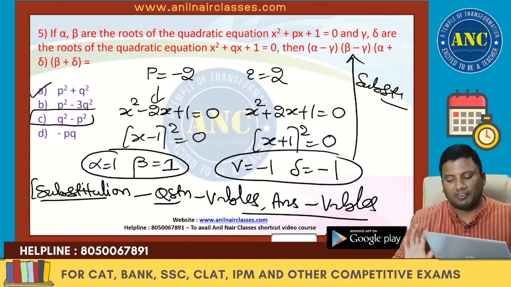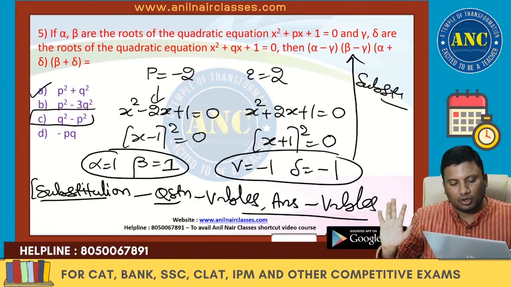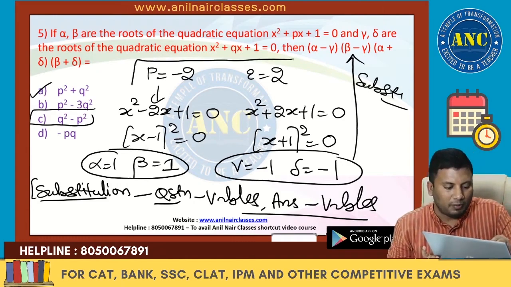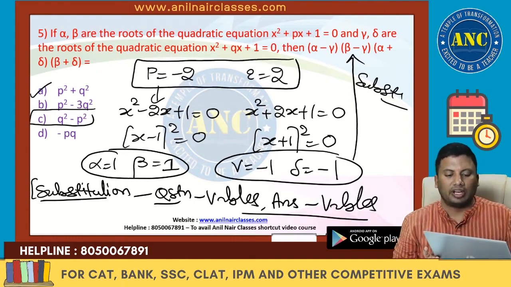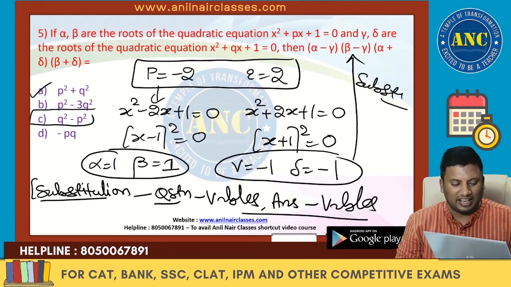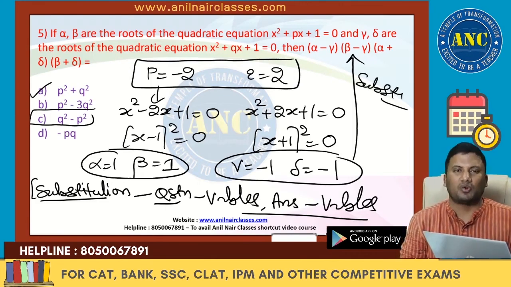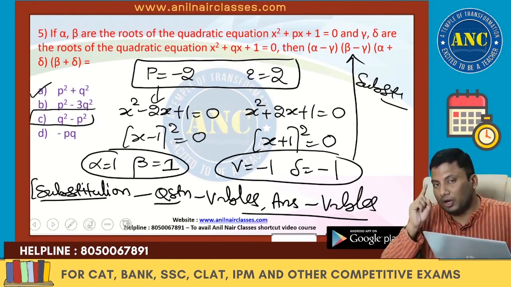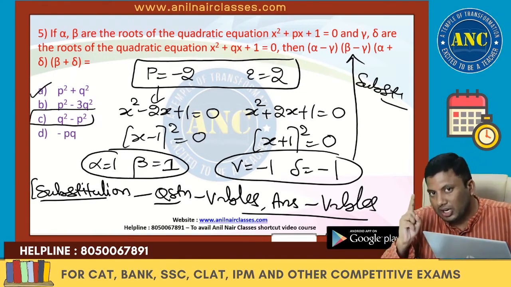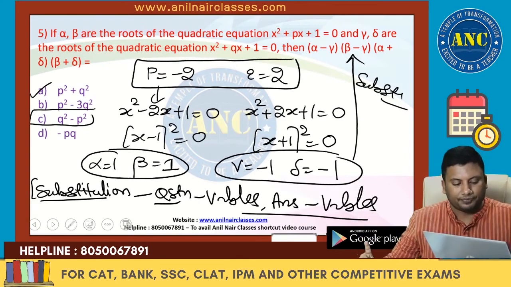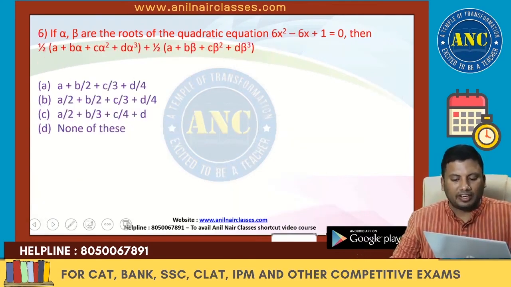Take the values of alpha, beta, gamma, delta, substitute in the question. Take the values of p and q, substitute. I made it very easy by substituting p equivalent to minus 2, q equivalent to 2. I hope it is clear, because I will get values which are equal, which will simplify the values. Remember, in this fifth question, if the question contains variables and the answer contains variables, the substitution method can be used in algebra. Make a note of it in your notebook.